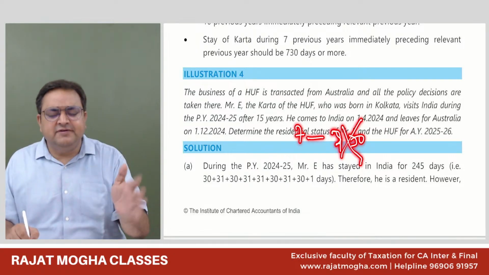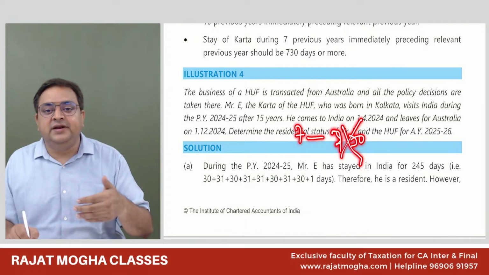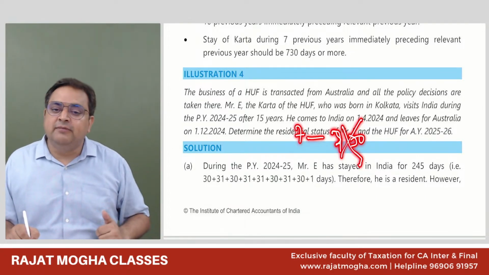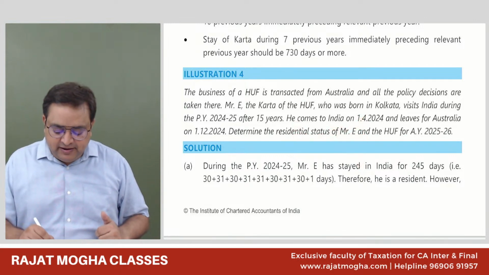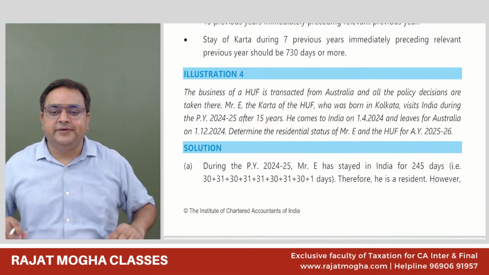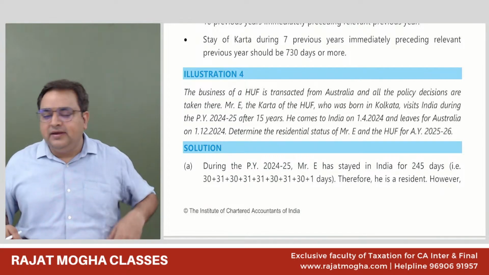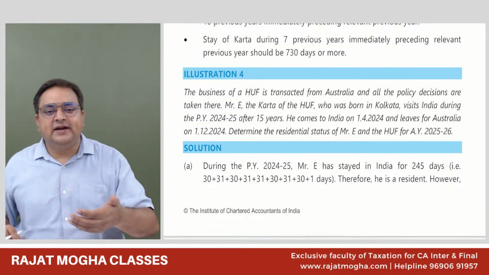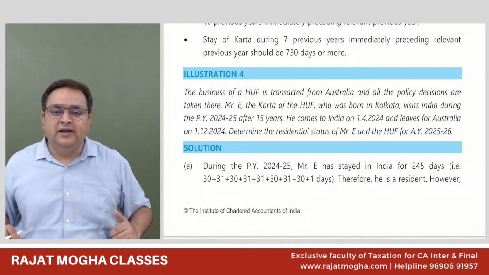I will not even check the second condition, that he should be resident in 2 out of the last 10 years, because I need both conditions to be satisfied to make him ordinary. So will he become ordinary or not ordinary? Not ordinary. He will become not ordinary because he is not satisfying at least 730 days in the last 7 years.